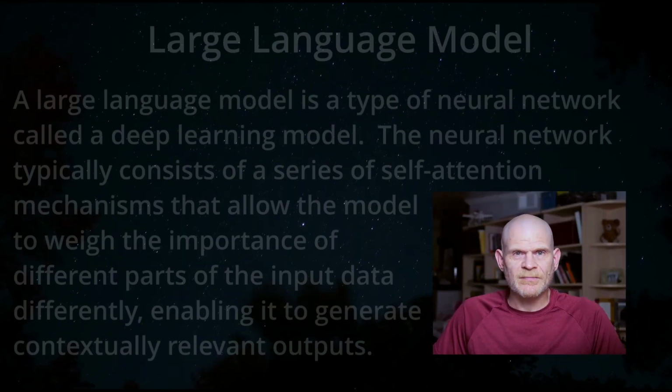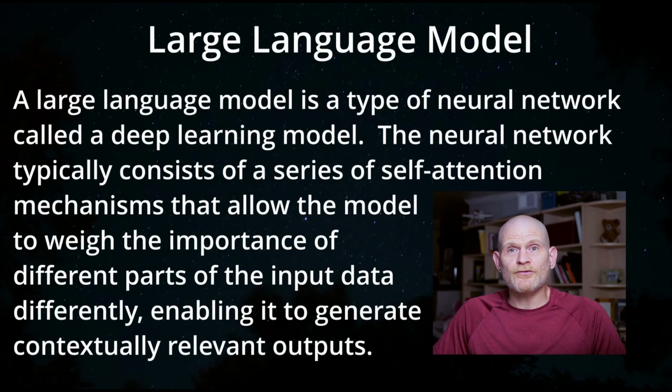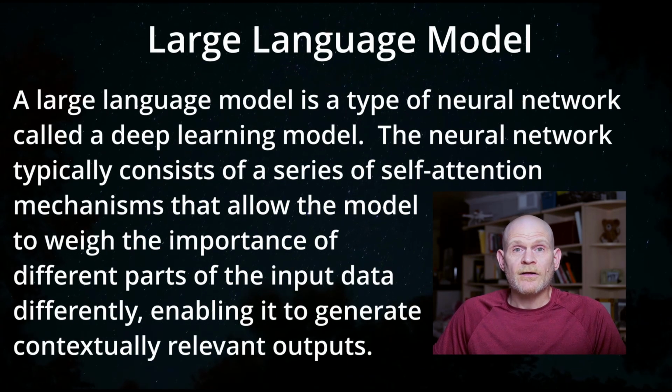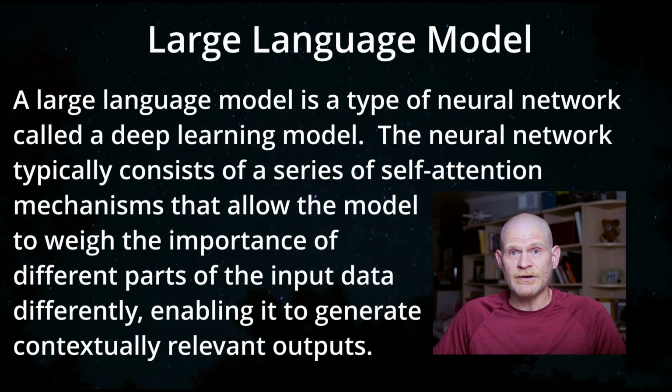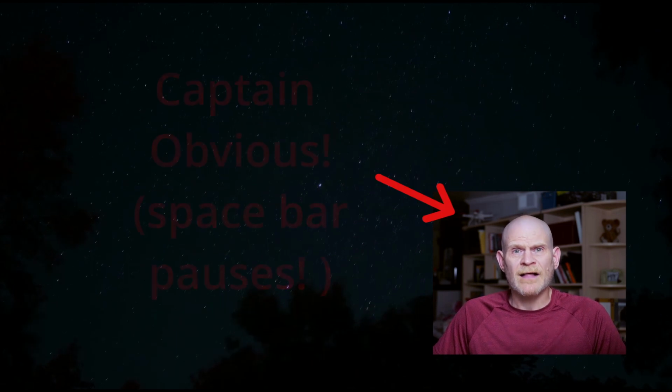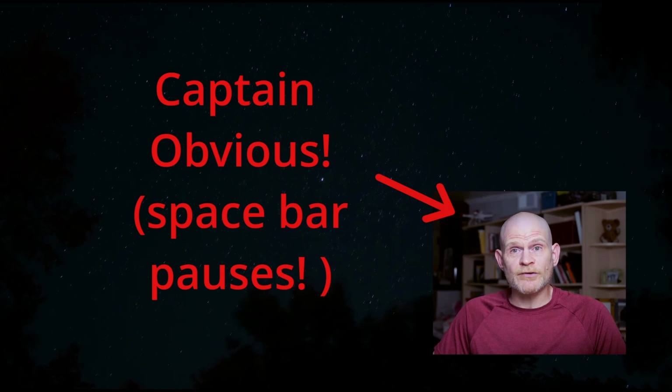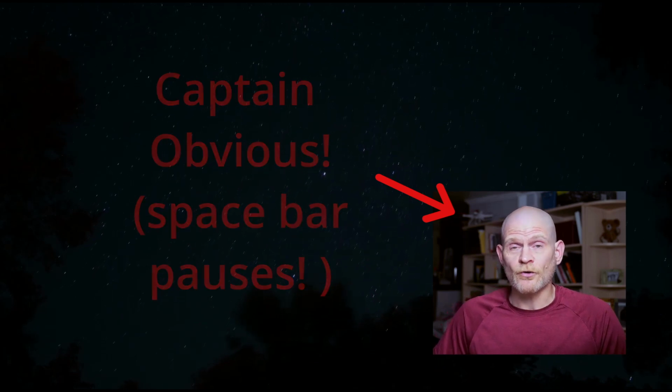Here's a definition. A large language model is a type of neural network called a deep learning model. The neural network typically consists of a series of self-attention mechanisms that allow the model to weigh the importance of different parts of the input data differently, enabling it to generate contextually relevant outputs. That's a lot to take in. Hey, there's that phrase attention mechanism. That's the conductor in our orchestra.